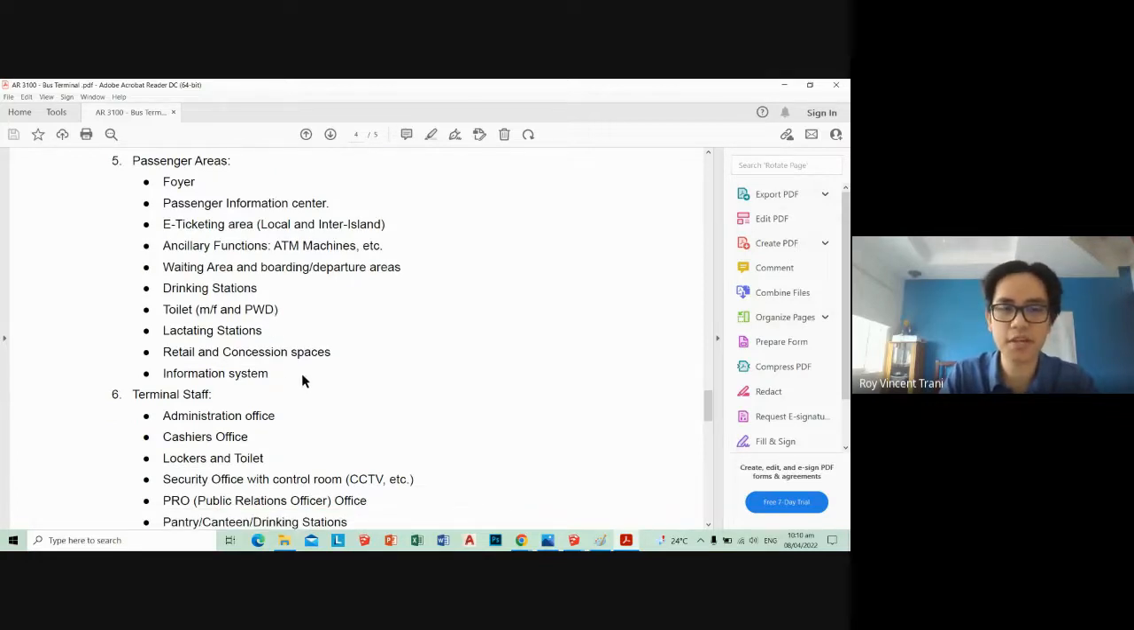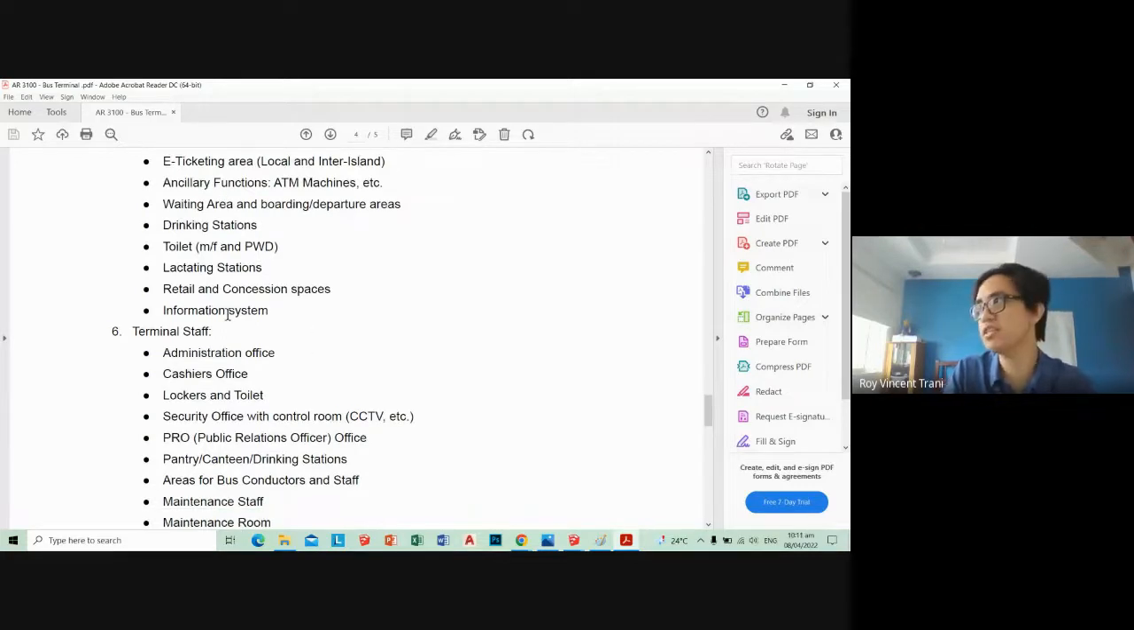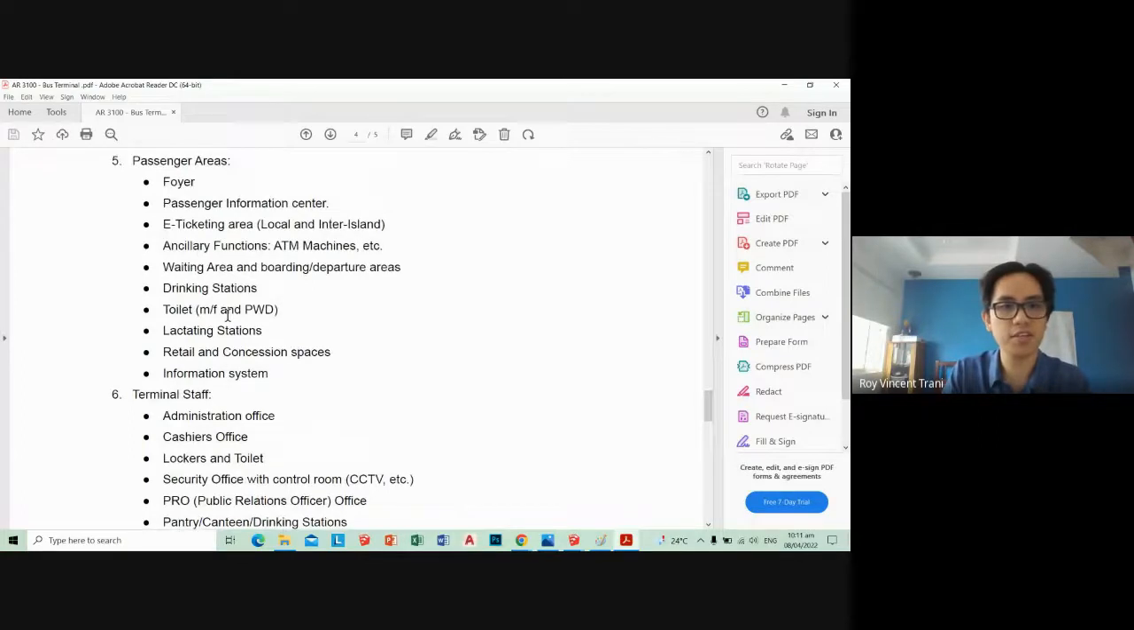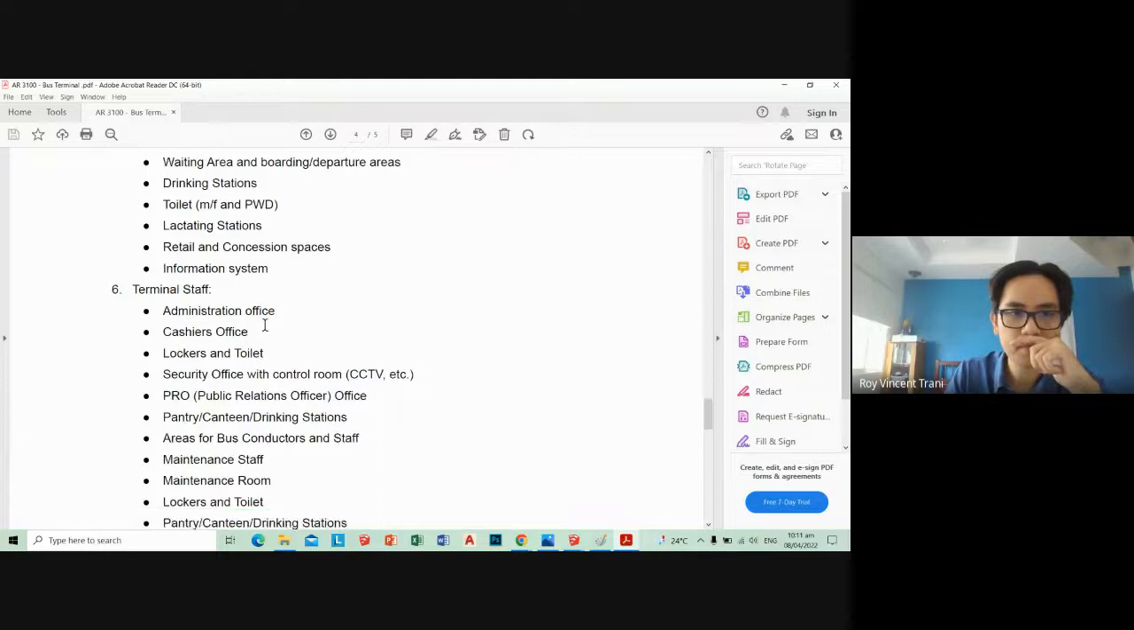Retail and concession spaces, usually you won't want this near the entrance or maybe sometimes even near the waiting areas of the bus. That depends on you. The information system, again, connected to the information center. Maybe someone asking where the actual bus stops are, the destination, something like that.